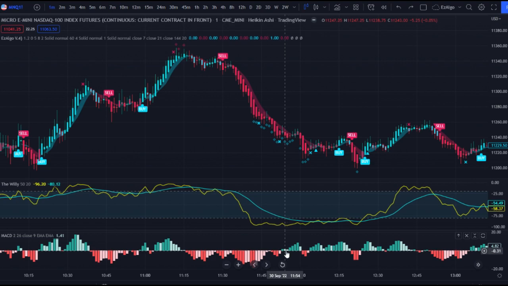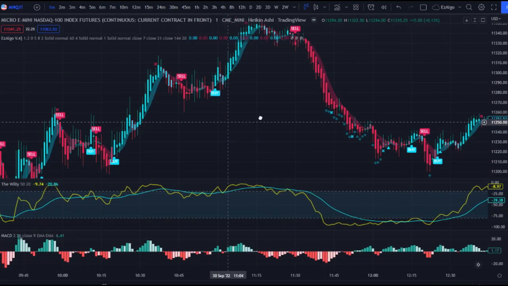Now on the MACD, what we're looking for is for the red to turn to green for a long position, or for the green to turn to red for a short position. And then on Easy Algo, of course, we're waiting for that buy or sell signal. So when all of these are in line within a candle or 2, we're going to be entering the trade.